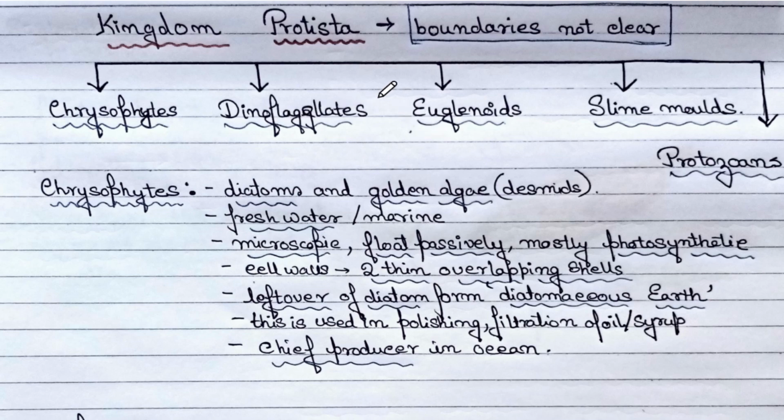So the primary 5 divisions are chrysophytes, dinoflagellates, euglenoids, slime molds, and protozoas. So first we will start with chrysophytes. Chrysophytes are generally known as diatoms or golden algae.